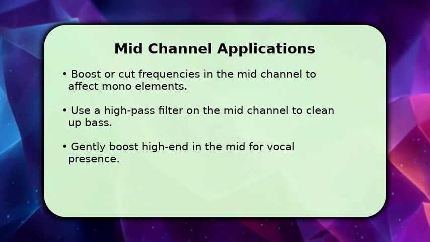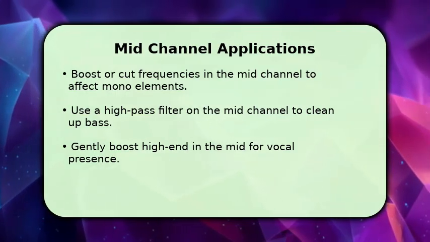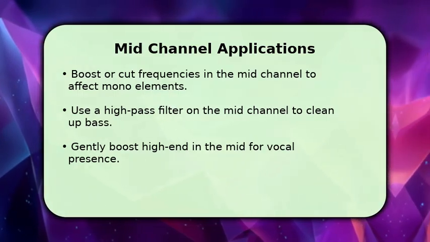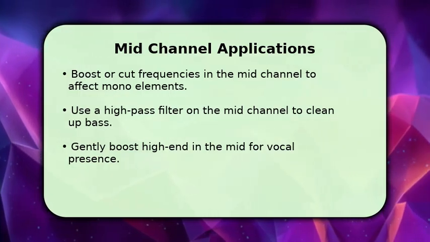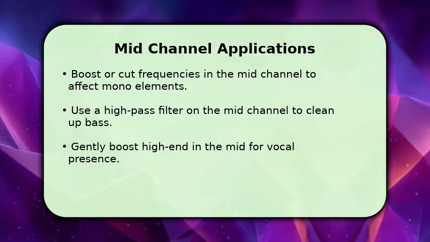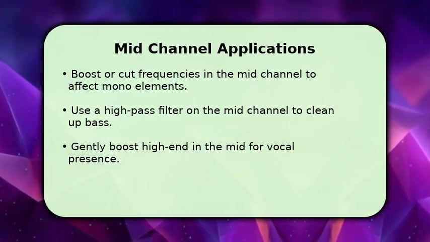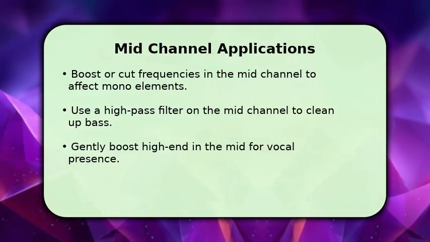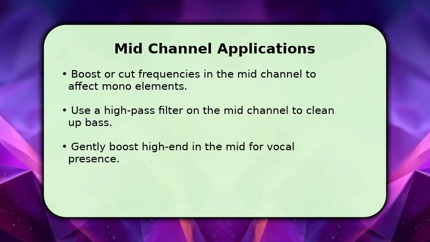Let's dive into practical applications, starting with the mid-channel. This is where your core elements reside. You might apply a gentle high-pass filter around 30 to 40 Hz to remove sub-bass rumble from your kick and bass, ensuring a tight low end. For vocals, a subtle boost in the 2 to 5 kHz range can enhance clarity and presence. Conversely, you could cut harsh frequencies in the mid to make your lead instrument sit more comfortably in the mix.